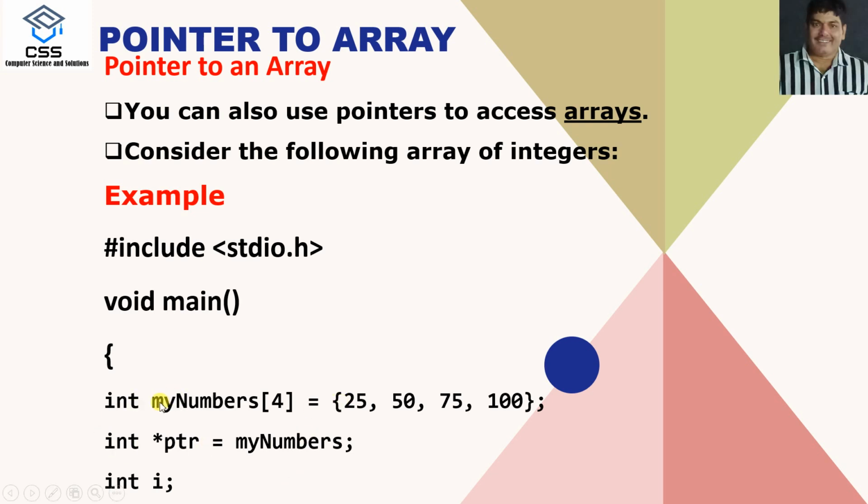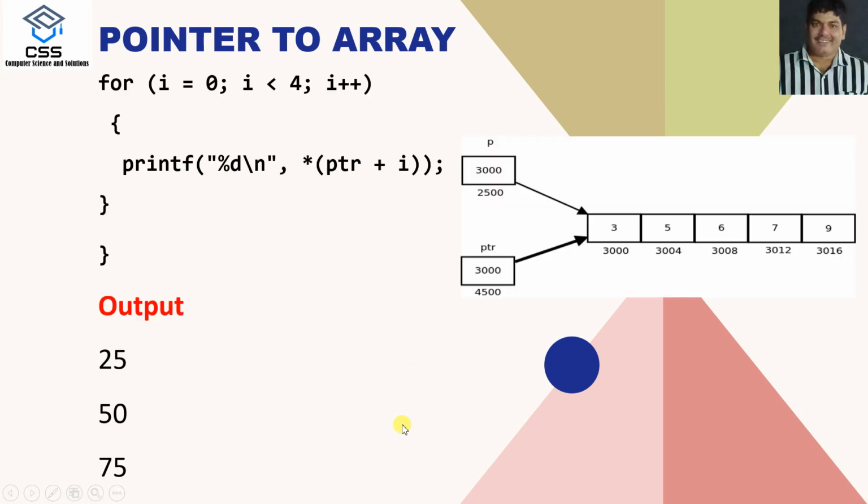How is it possible? Suppose my number is an array having 4 elements that has been declared. That first address is stored in the pointer ptr, because a pointer variable has the ability to store only an address. The first address, the 0th location address where 25 is stored, is stored. By storing the first address we can access the rest of the elements, because every time the pointer is incremented by 1, it goes to the next location. Hence the loop will continue.